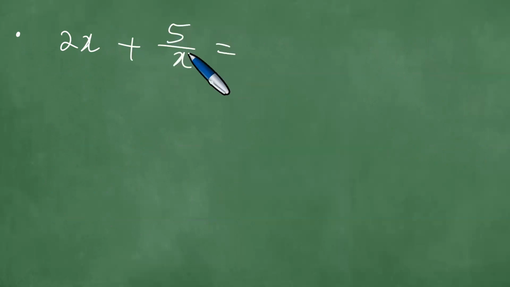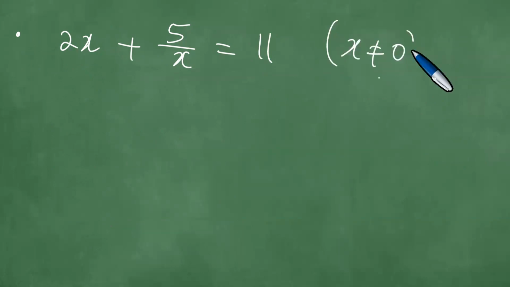Right, we have another question, this one. 2x plus 5 over x equals 11, provided x is not 0. What do we do here, anyone? Okay, how do you solve x here, anyone?